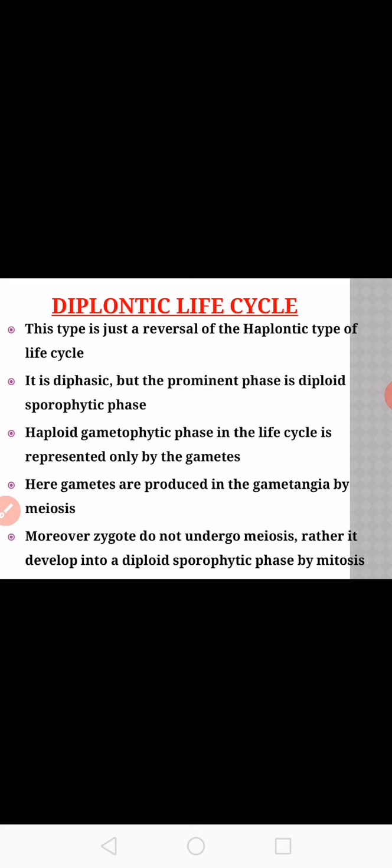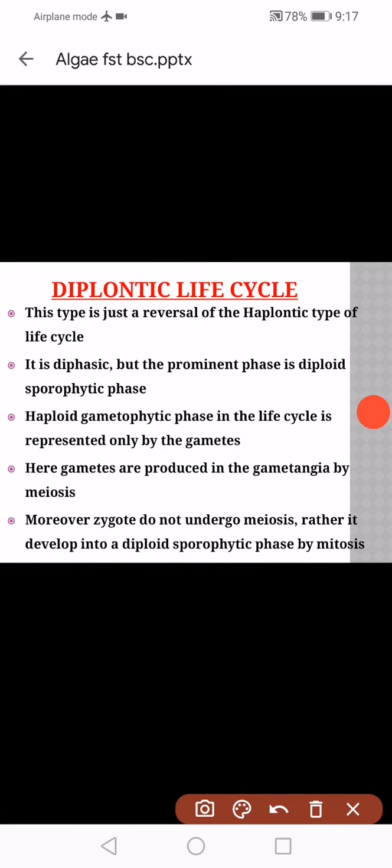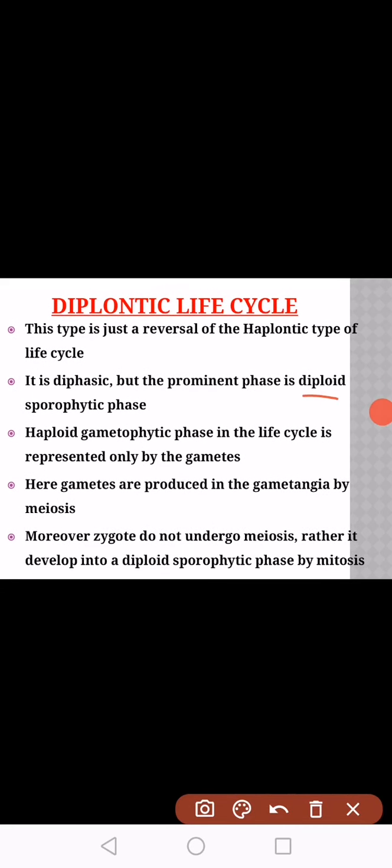But in haplontic, of the two phases, the dominant phase is the gametophyte phase, whereas in the diplontic life cycle the dominant phase is the sporophytic phase. And this sporophyte is always diploid in nature.